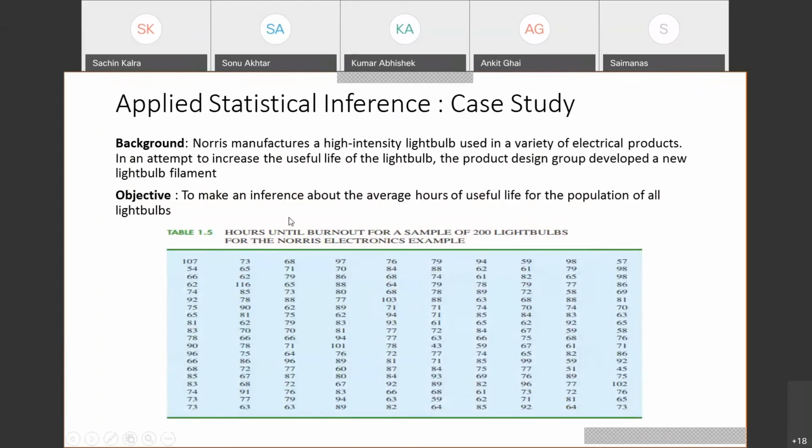Now there's a company called Norris Electronics which manufactures high intensity light bulbs which are used in a variety of electrical products. It's a simple company which manufactures some bulbs which are used in electrical products. Now the company wants to increase the useful life of the light bulb, and the product design group developed a new light bulb filament, right?